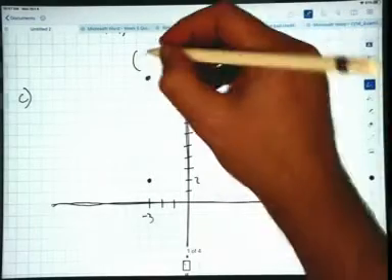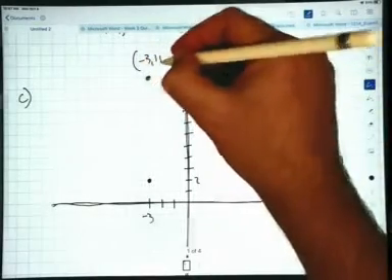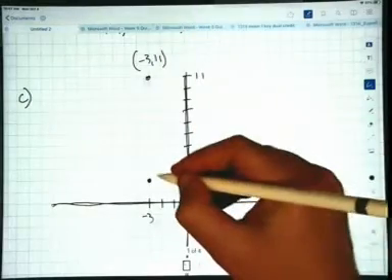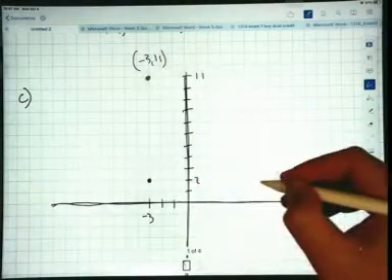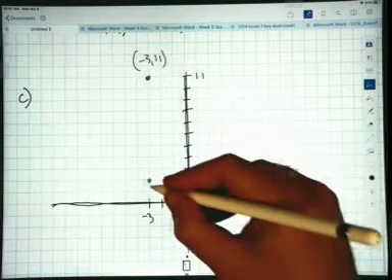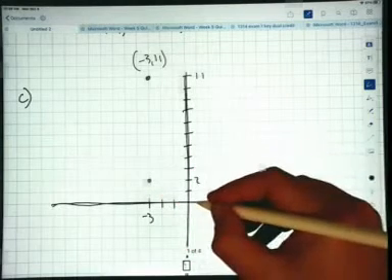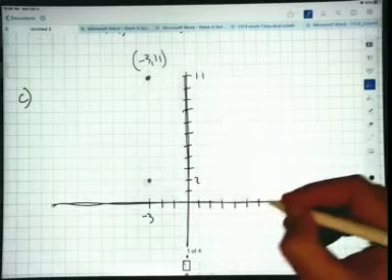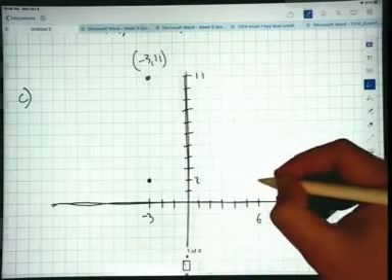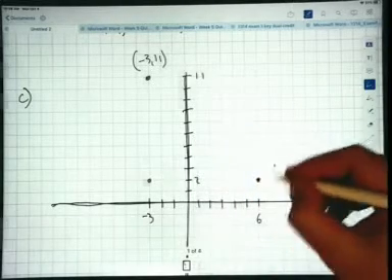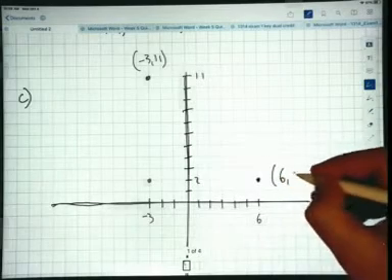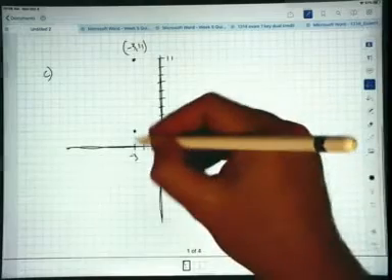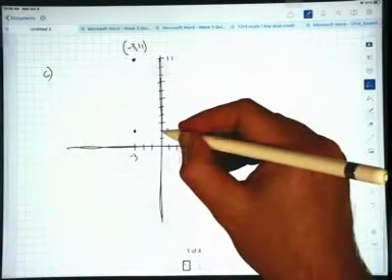So I'm now at the point negative 3, 11. Then I'm going to go 9 units to the right. So negative 3 plus 9 is going to get me to positive 6. 1, 2, 3, 4, 5, 6. Plot a point. So now I'm at 6, 2. And then I'm going to go 9 units down.